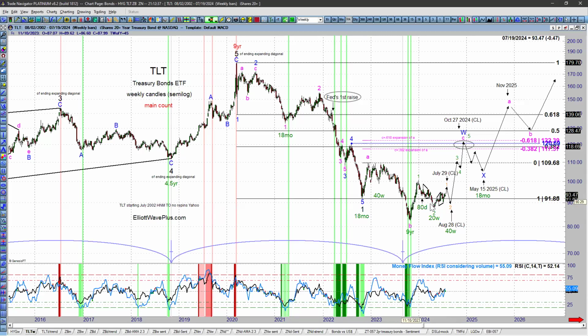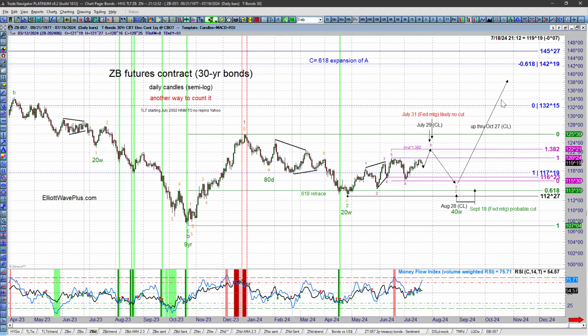But I do think bonds are generally going to work their way higher through late in the year. And that means interest rates will be coming off. And I think that the reason bonds will be rallying then, and here's the ZB contract daily, is because people will be moving their money out of the stock market into treasuries as a flight to safety.